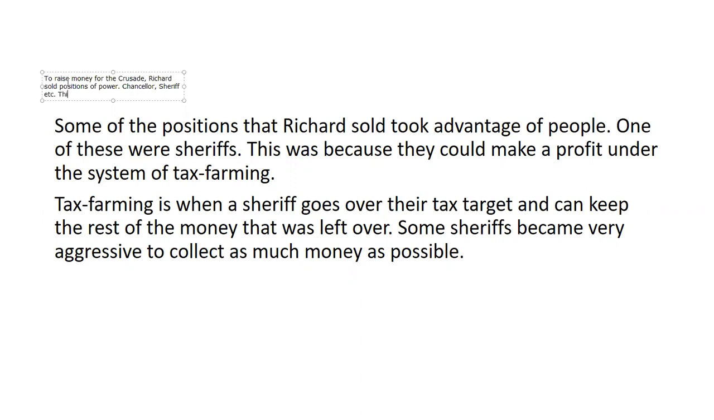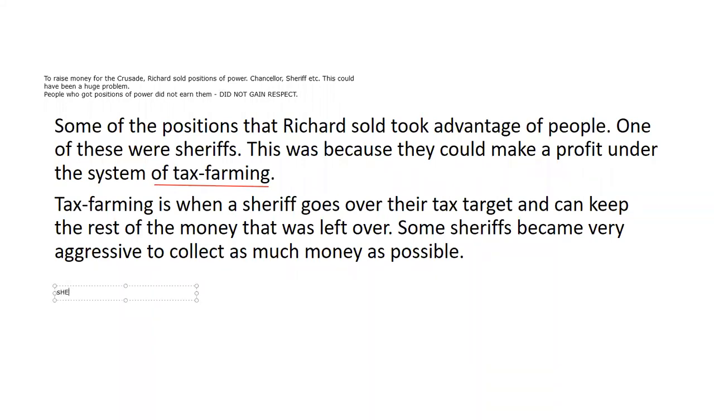Now, this could have been a huge problem because people who got positions of power did not earn them, did not gain respect. So it goes on to say that some of the positions that Richard sold took advantage of people. One of these was sheriffs. This was because they made a profit under the system of tax farming. Tax farming is when a sheriff goes over their tax target and can keep the rest of the money that was left over. Some sheriffs became very aggressive to collect as much money as possible.